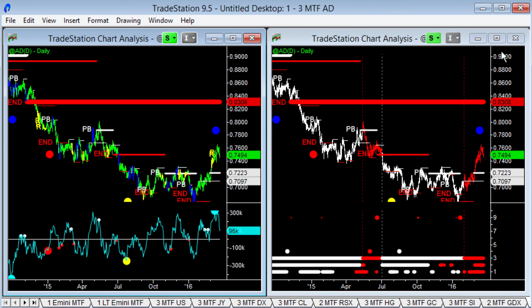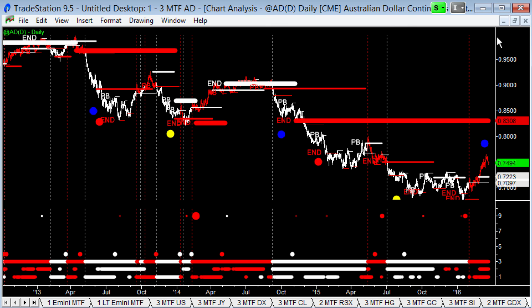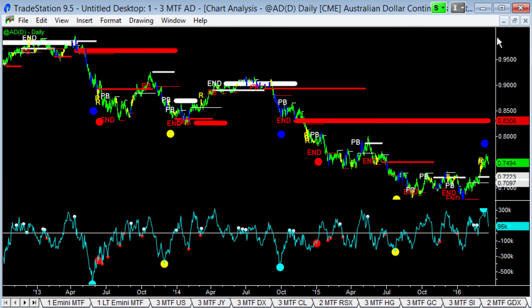So the Aussie dollar's been the strongest of the lot. Again, let's look at this setup. The one thing we didn't get with the Aussie dollar was a really nice exhaustion sell signal here. This is the Aussie dollar, that exhaustion sell got this move going. We got another one down here.